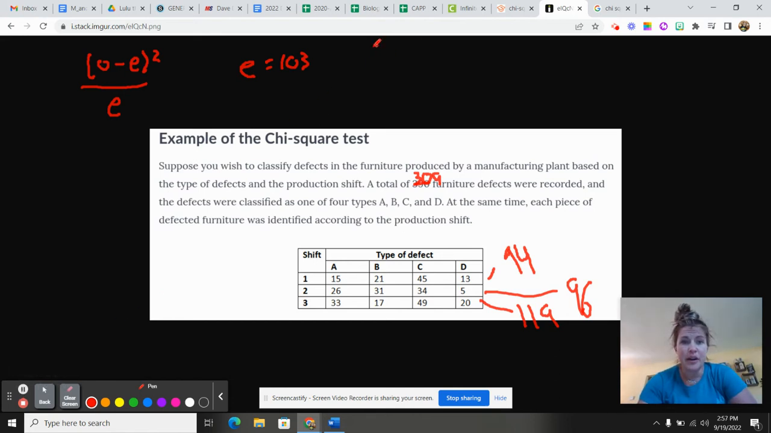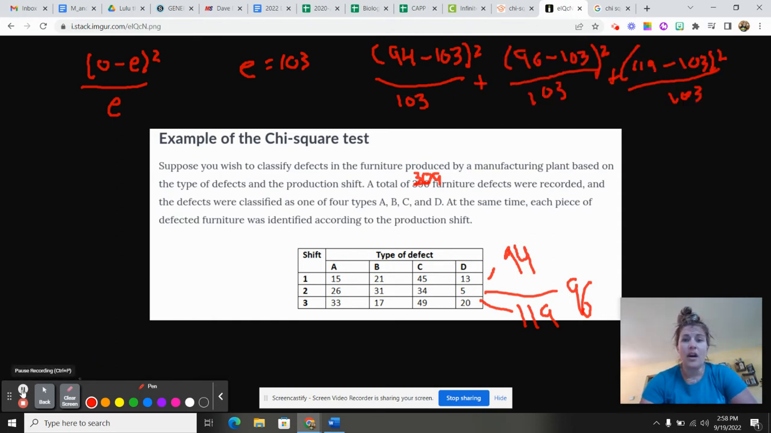All right, so if I do the chi-square, my first one would be observed, we had 94, minus the expected, which is 103, squared, divided by 103. And then we are going to do that for the next 2 shifts. The next one would be 96 minus 103 squared divided by 103, and then 119 minus 103 squared divided by 103. So those are our 3 shifts.